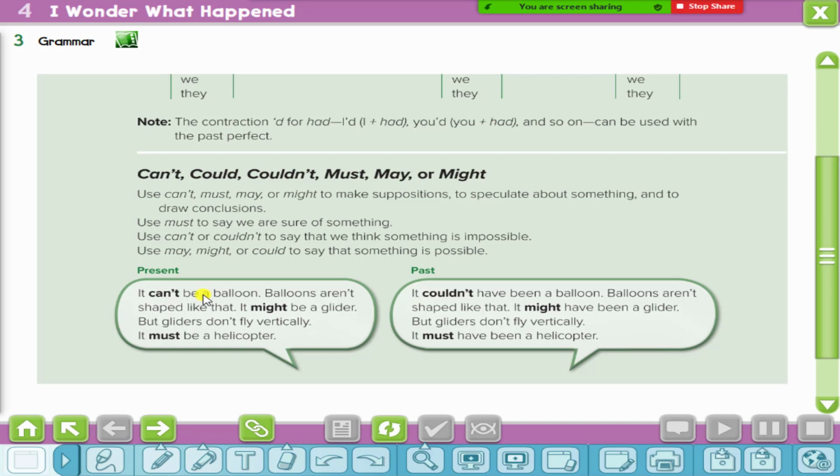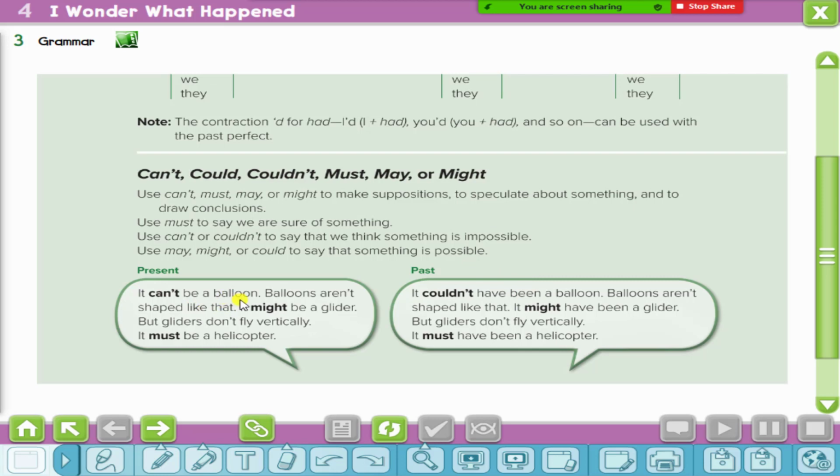Okay, can't be, might be, and must be. In the past we use could have and past participle. Take care here. Present: can't be. In the past: couldn't have been or can't have been. We use have: might have, must have. So all these words, if you want to make the past of them, we use them with the word have. Can't have, could have, couldn't have, must have, and past participle.